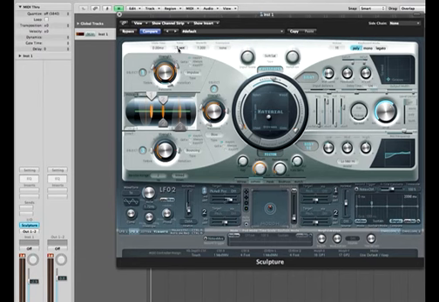Fine tuning in cents is achievable in either direction. Remember, a cent is 1% of a semitone. And I can also select the glide time for portamento effects, up to a maximum of 5 seconds. So the glide time will be beneficial, particularly if I'm working in mono or legato modes.